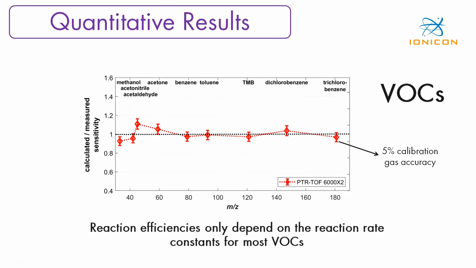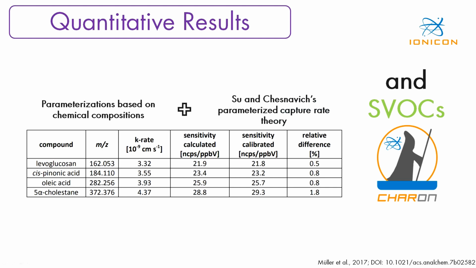To illustrate the accuracy, let's have a look at the differences between the calculated and the measured sensitivities. All ions perfectly agree within the 5% accuracy of the applied calibration gas standard. Only the acetaldehyde concentration in the standard seems to be a little higher than declared.